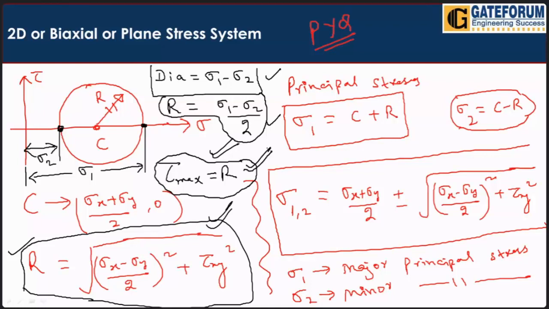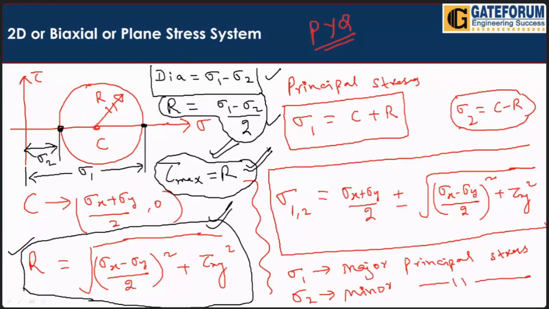Whatever the value of radius, whether sigma 1 minus sigma 2 by 2, or by using this formula, root of (sigma x minus sigma y by 2) whole square plus tau xy square, just find out the value of radius and that will be equal to the maximum shear stress inside the body. Very simple.